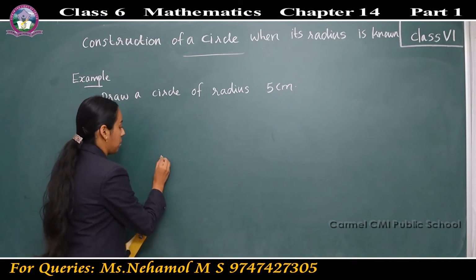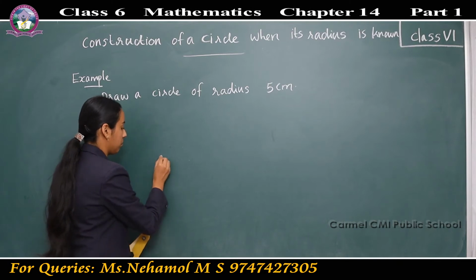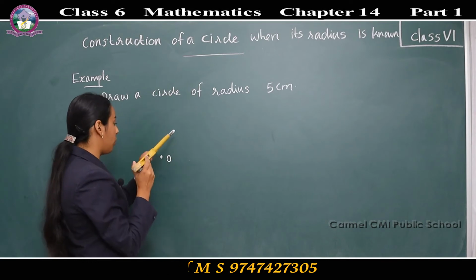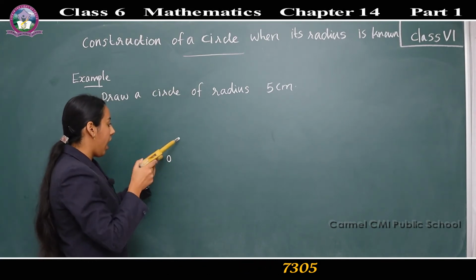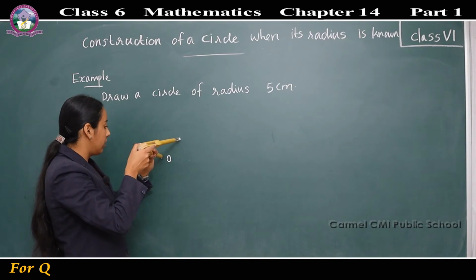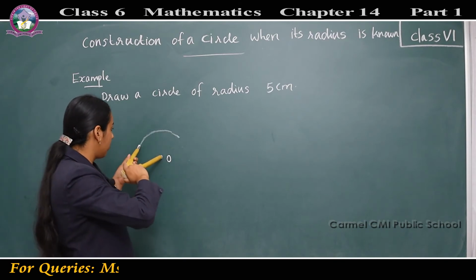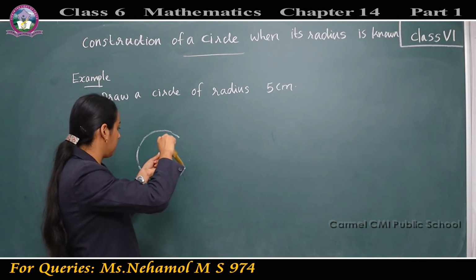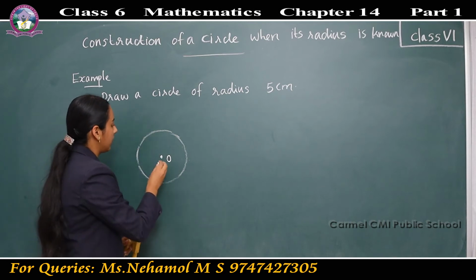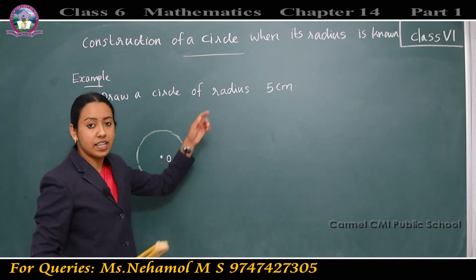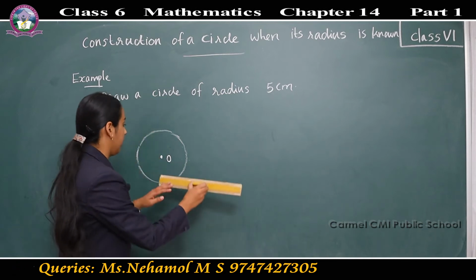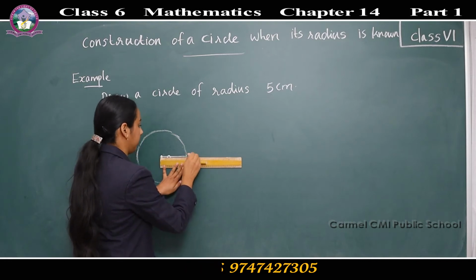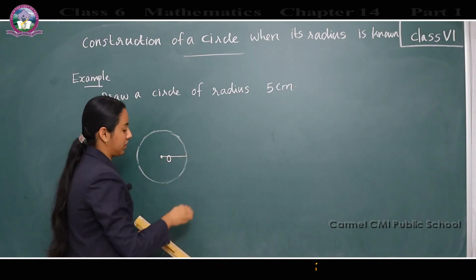Then mark a point O on your notebook. Place the pointer of the compass at this point and turn the compass slowly. So this is a circle with the radius 5 centimeter. If we draw a radius, it will be 5 centimeter.